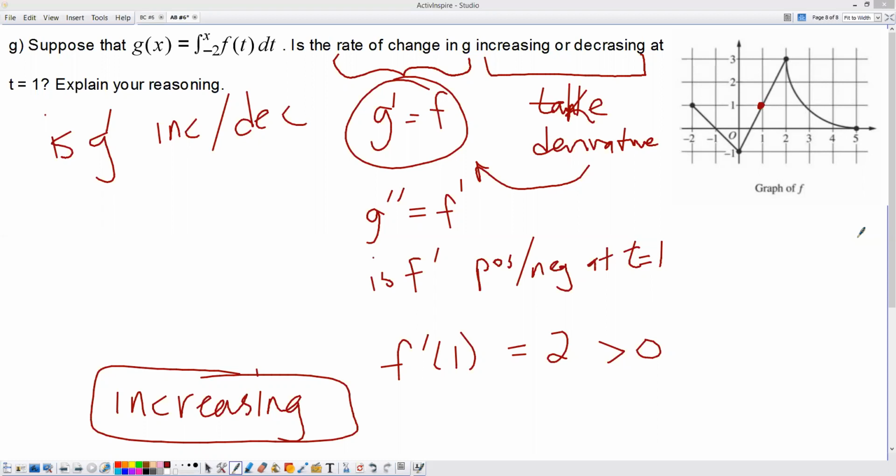Any other questions on these problems that we've done?